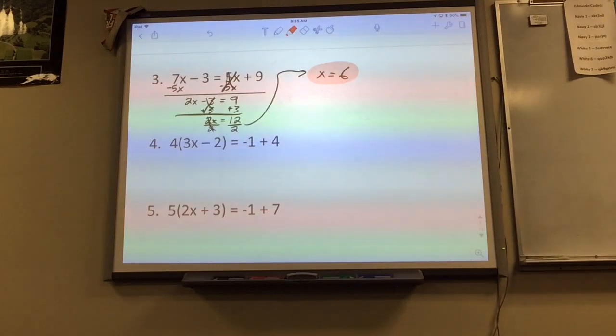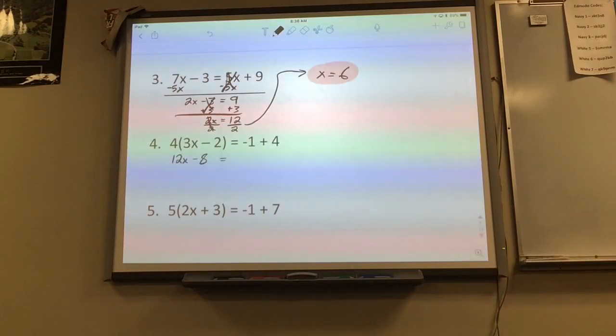Number 4. Number 4, remember we're following that same step process every time. So our first step is to distribute. Distributive property. Well, x plus negative 8. So 12x minus 8 equals negative 1 plus 4. Yes, you can skip that step and write 3. I'm just trying to follow the exact same process. So we did distributive. Now we can combine like terms.